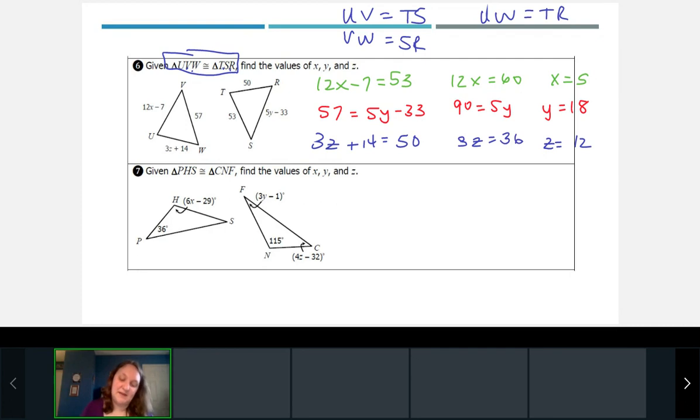So the trick is being able to set up the equations in the right way so that you get the right answers for the variables. The pictures are going to be drawn to maybe throw you off a little bit. So always go back to that congruency statement.